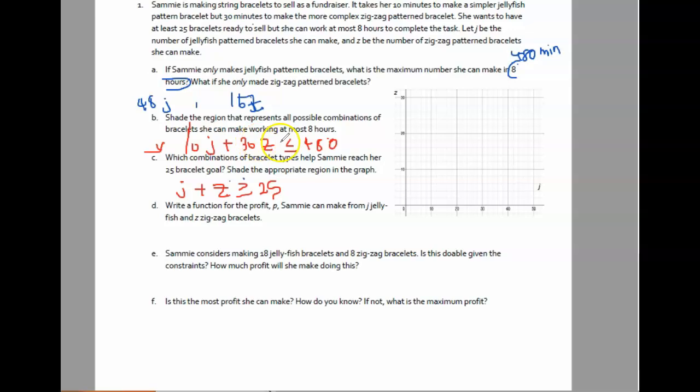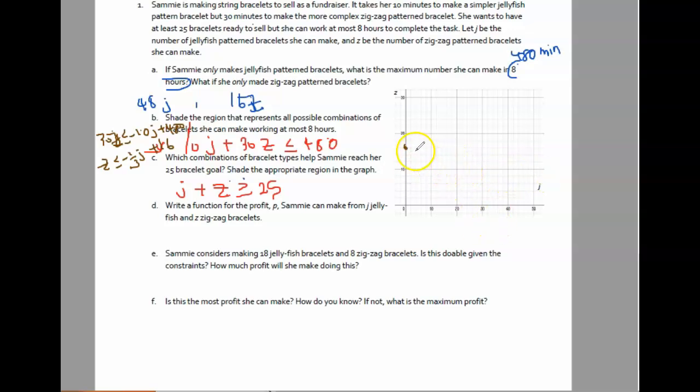All right, 10J plus 30Z is less than or equal to 480. Z is kind of like a Y, J is kind of like an X. So 30Z is less than or equal to negative 10J plus 480. Divided by 30, Z is less than or equal to negative 1/3 J plus 16. Okay, so find 16. So 12, 14, 16. And the slope is negative 1/3.